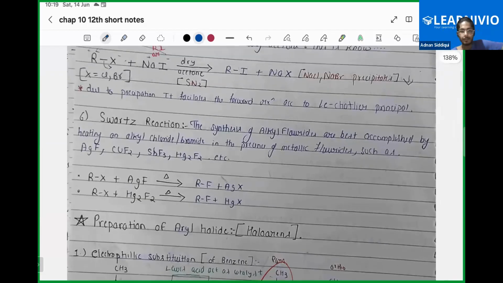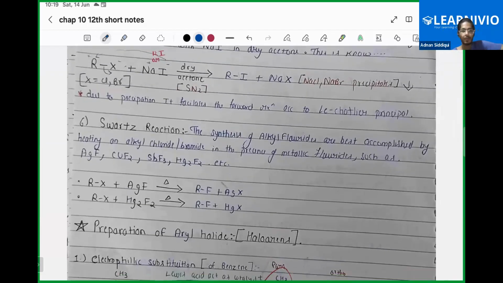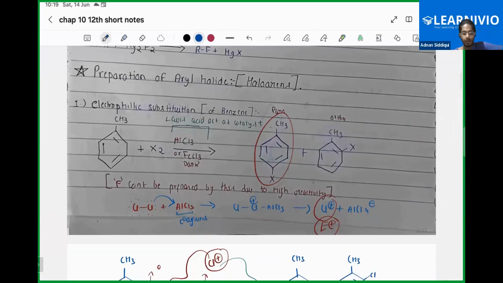This is done. Okay. Now we will try to make aryl halide. Sir, what are aryl halides? Aryl halides are those species where the halogen is attached to a benzene kind of structure, benzene type of ring.